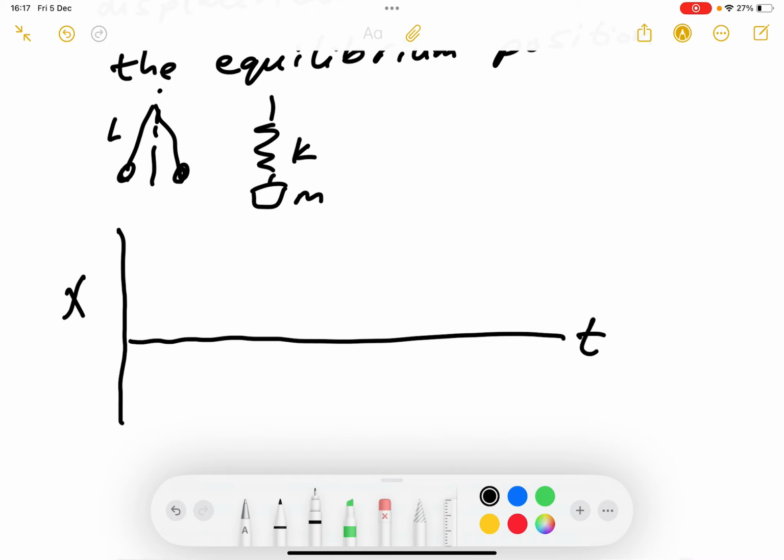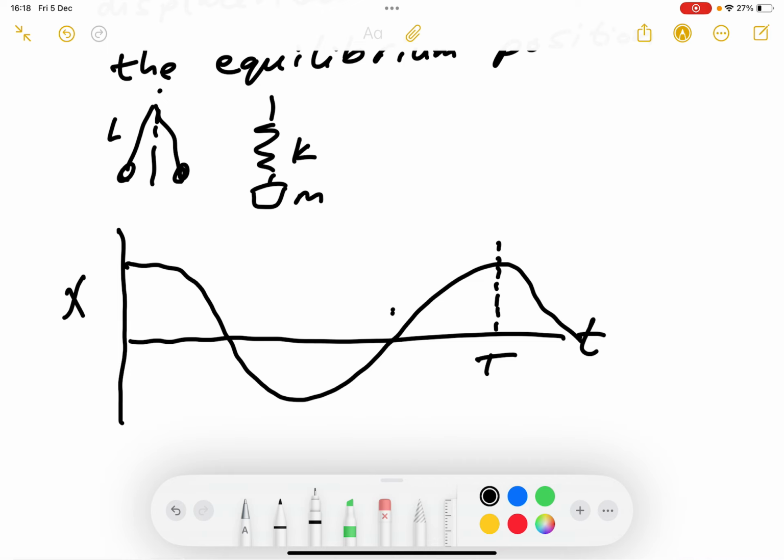So I think a good next point is to try and draw the graphs of how displacement changes with time, and then how velocity changes with time and acceleration changes with time. So that's displacement. Very important we understand the time for one complete oscillation is called the time period, which is capital T. The axis is lowercase t. That's just how it changes with time. A is the amplitude, so that's the maximum value of the displacement. So x, the displacement, is continually changing up to a maximum value A.